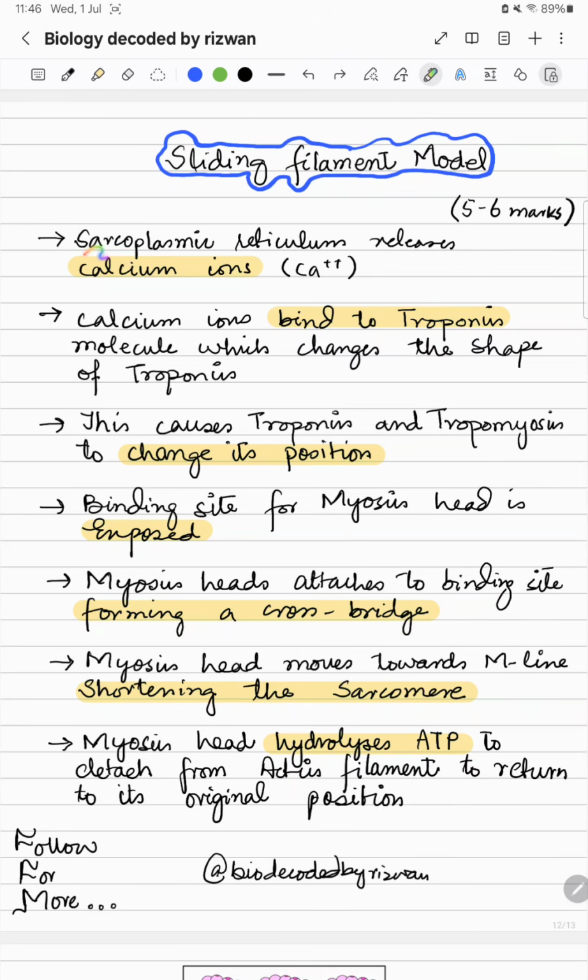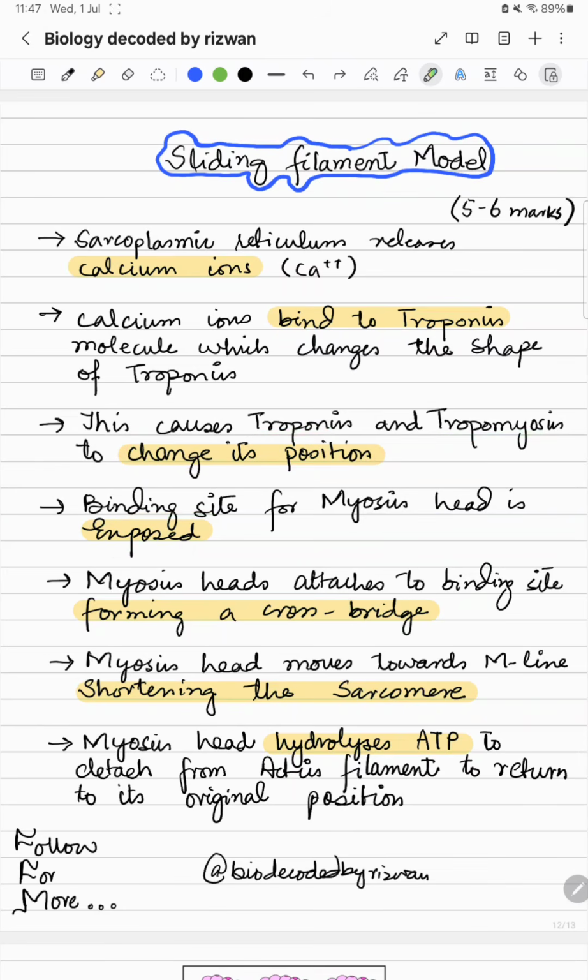So the very first point is that the sarcoplasmic reticulum releases calcium ions, and these calcium ions are going to bind to troponin. Now, troponin is one of the proteins next to the actin filament. As soon as calcium ion binds to troponin, both troponin and tropomyosin change their position. As soon as they change their position, the binding site for the myosin head is now available.